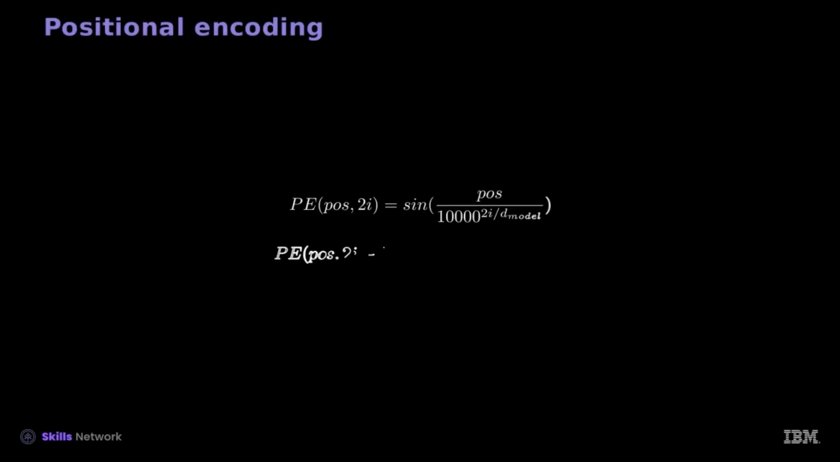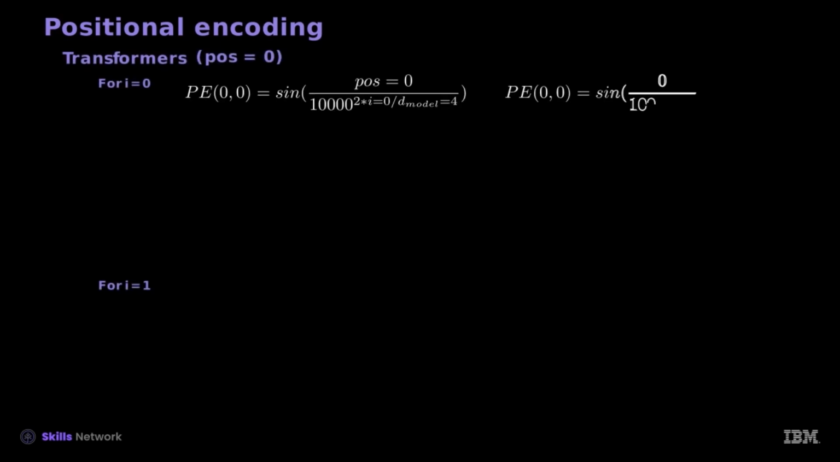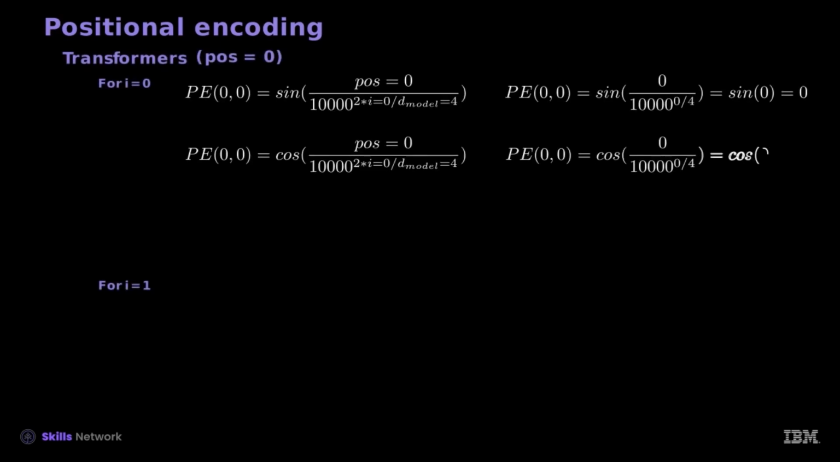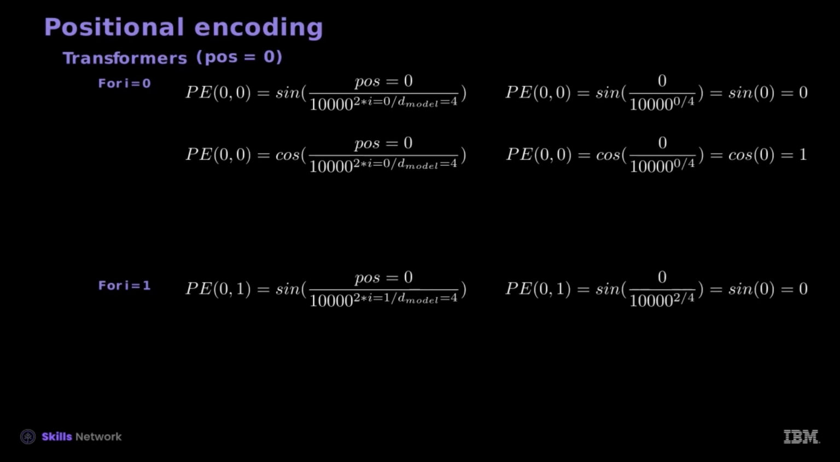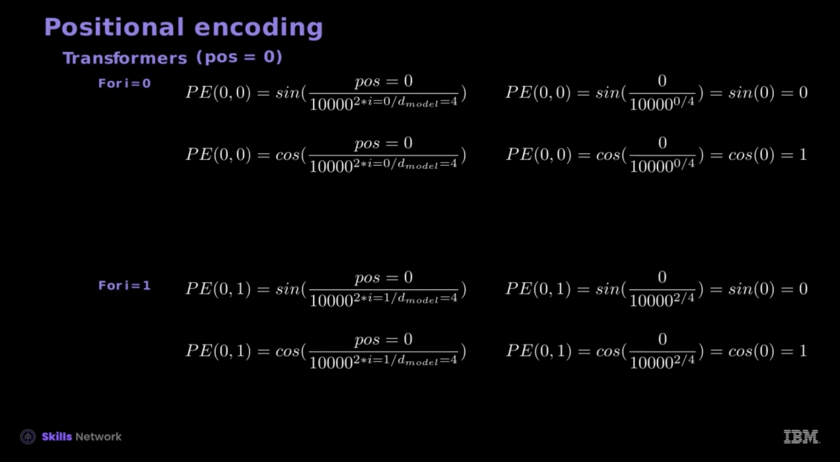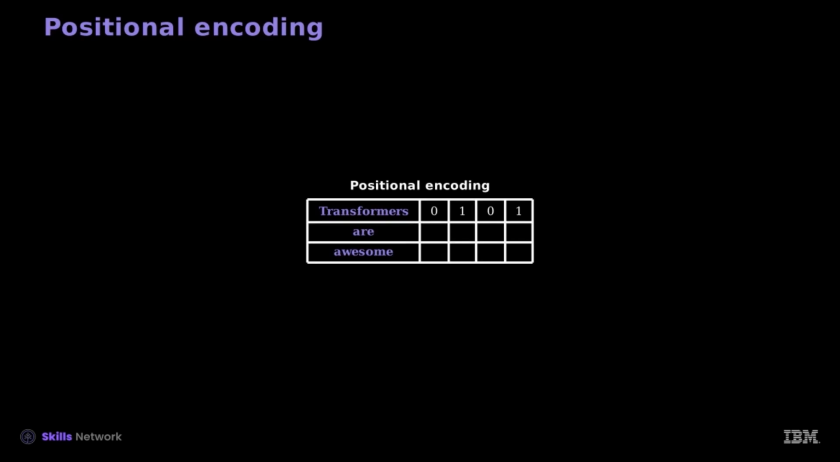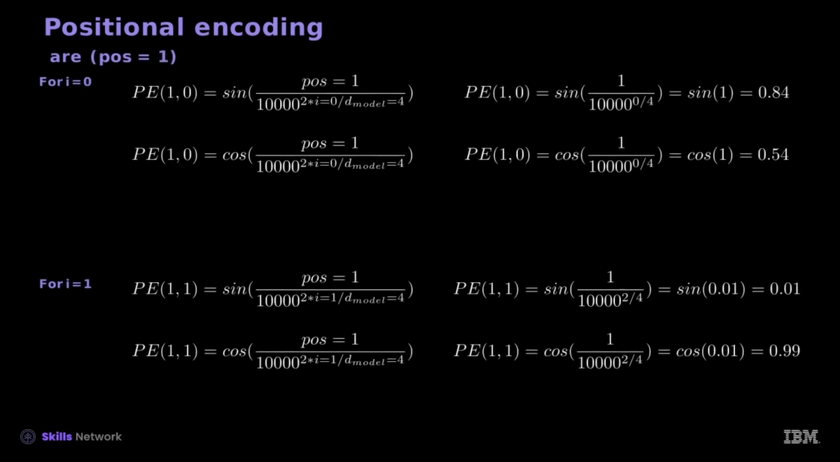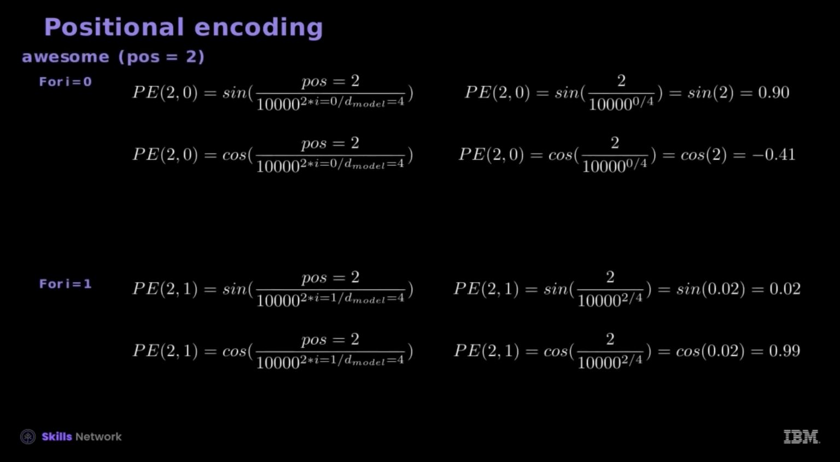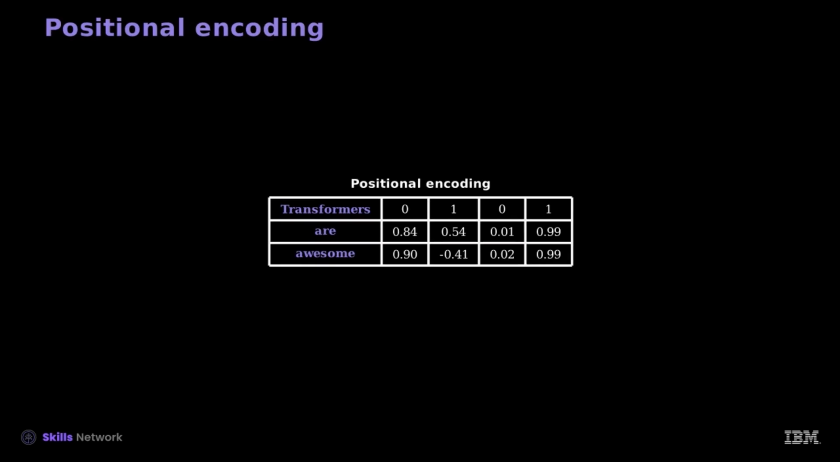For each dimension in positional embeddings, you introduce the corresponding sine and cosine waves. Thus, for i equals 0, a sine wave is added, and this pattern is repeated for i equals 1, ensuring that each dimension is uniquely represented by its own wave. You can view the values in a table. Similarly, the positional encoding values are calculated for the word "are." Finally, the positional encoding values are calculated for the word "awesome." You can view a table depicting the values for positional encoding corresponding to the input sentence.